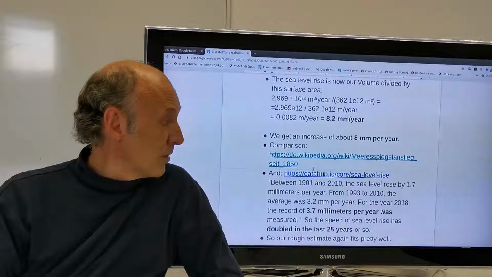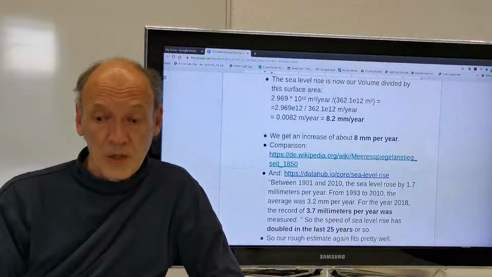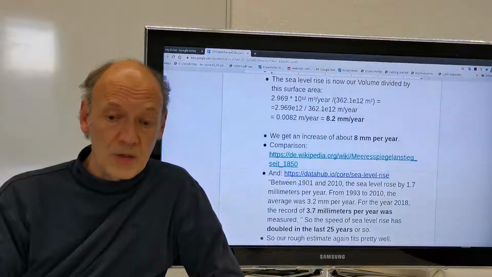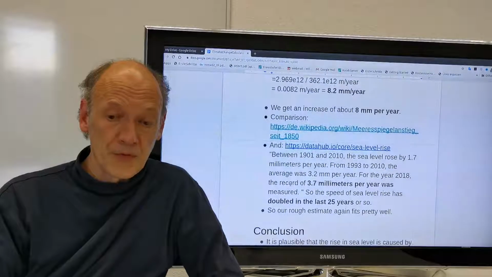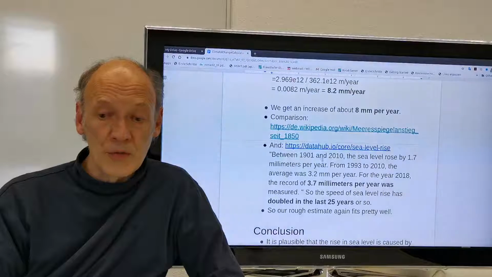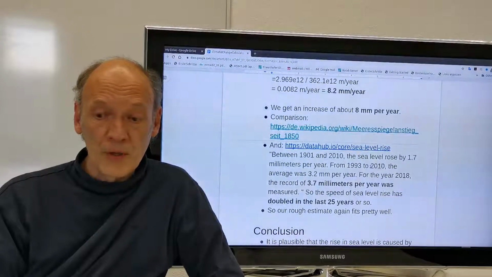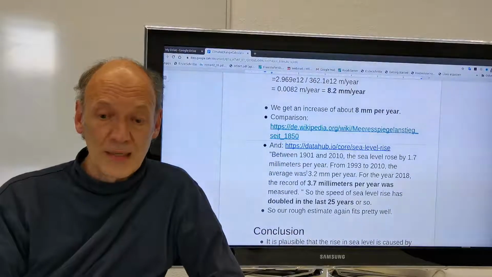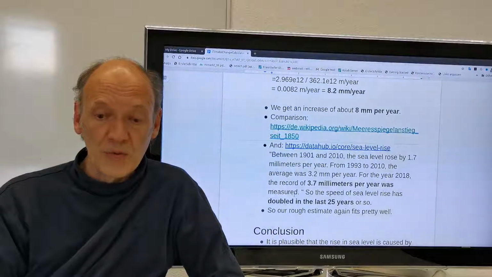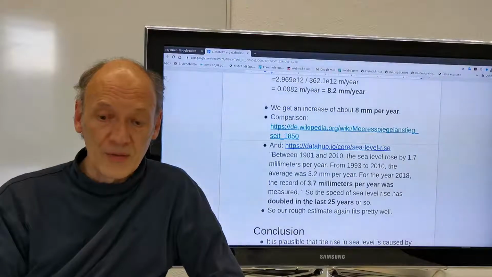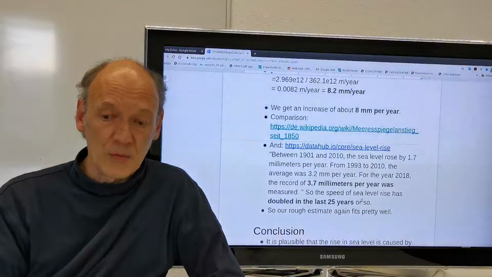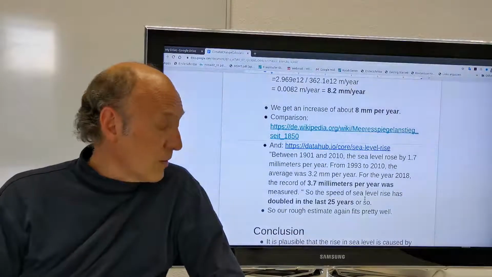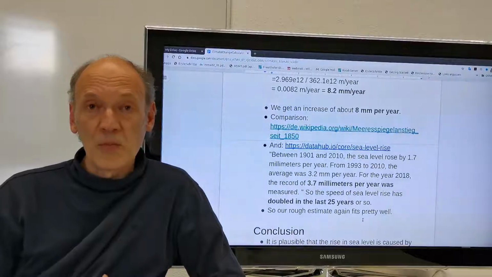And here I have this open data web page about the sea level rise. And here I found this citation. Between 1901 and 2010, the sea level rose by 1.7 millimeters per year. From 1993 to 2010, the average was 3.2 millimeters per year. For the year 2018, the record of 3.7 millimeters per year was measured. So the speed of the sea level rise has doubled in the last 25 years or so. And it shows that our rough estimate is actually on the same order.